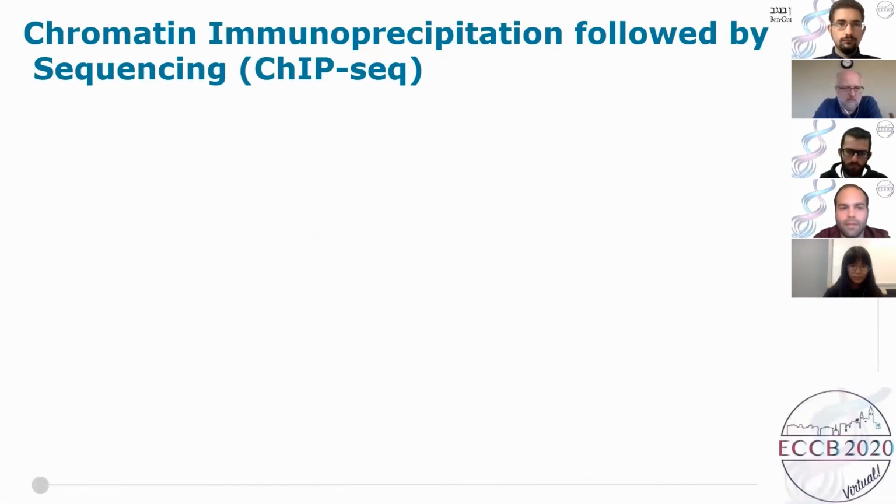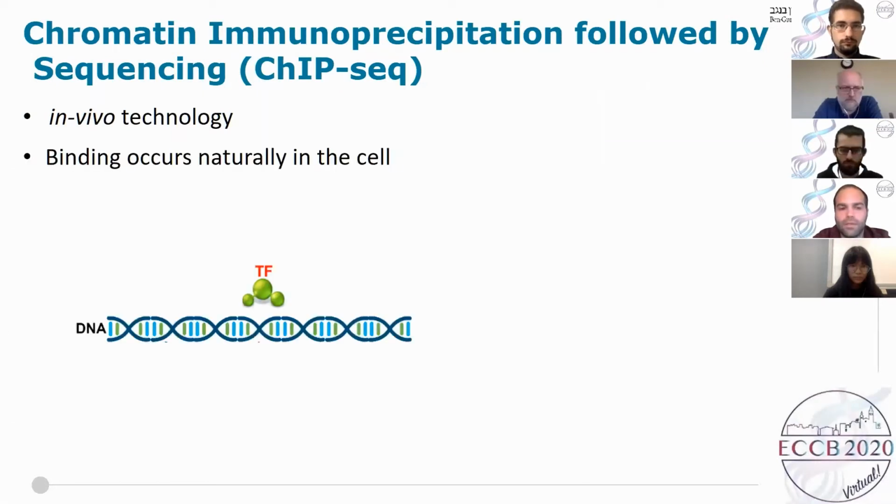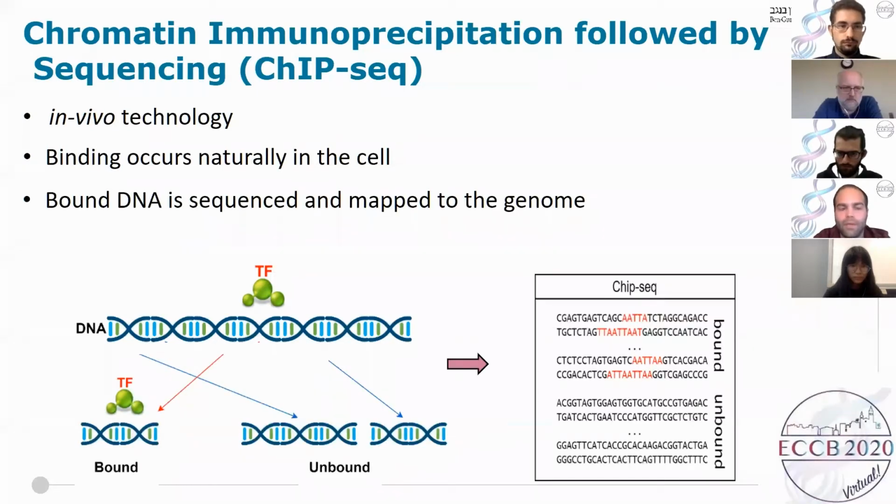The third data set is chromatin immunoprecipitation followed by sequencing, or just in short, ChIP-seq. It's an in vivo technology which is capable of producing low resolution subsequences. The binding occurs naturally in the cell since it's an in vivo technology. Bound DNA is sequenced and mapped to the genome. The experiments result in subsequences which are either bound or unbound.